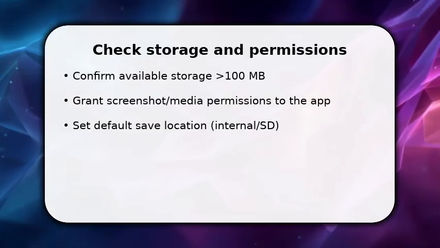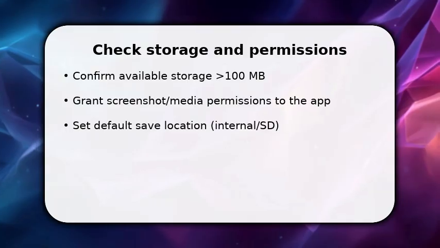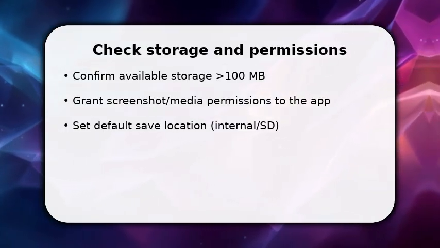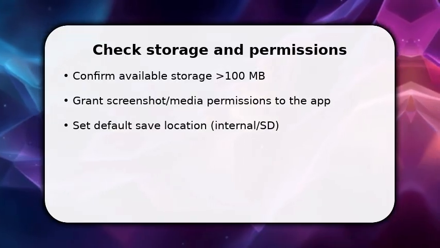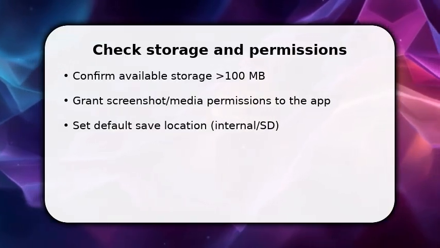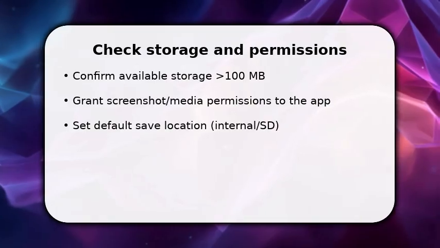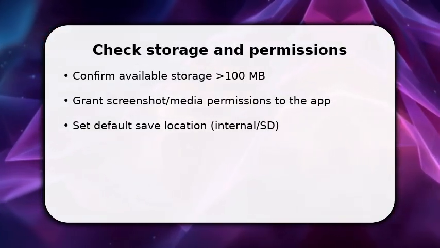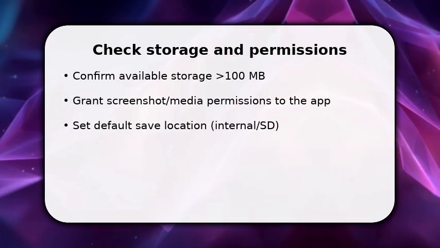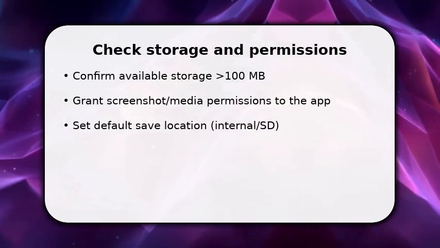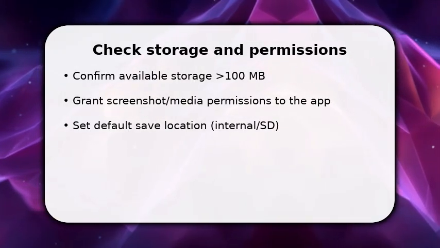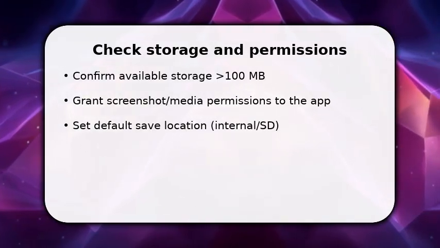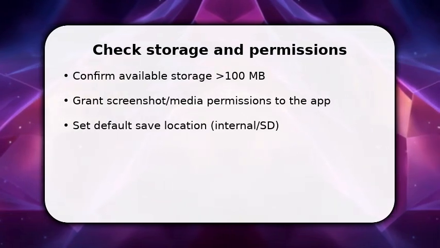You start by verifying basics that often block saving. Check that your device has free space. Aim for at least 100 MB, because screenshots won't write without room. Then open Settings and grant the screenshot or System UI app permission to write to storage and media. This prevents silent failures. Once done, make sure the default save location is set to internal or the SD card you intend to use. These steps remove common permission and space blockers, so captures can be written.